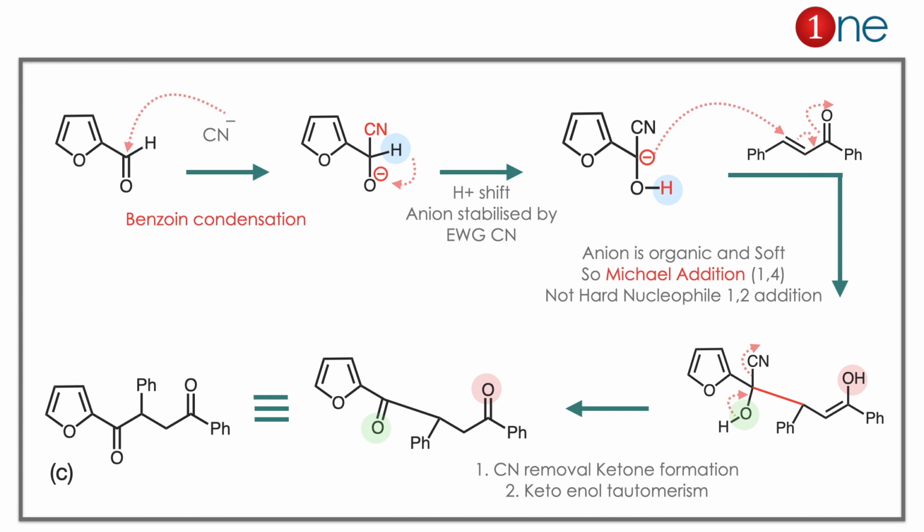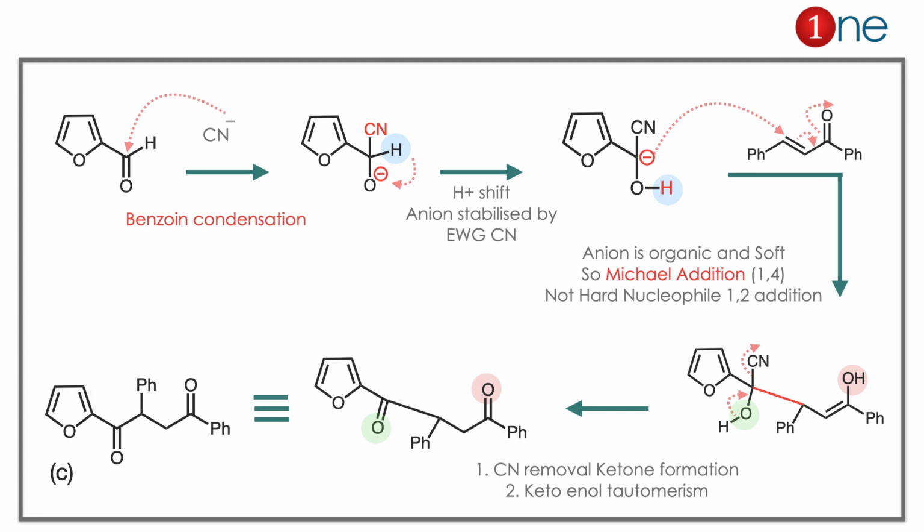Then you have a new CC bond with cyanide and alcohol. The cyanide is a good leaving group. So the alcohol becomes the ketone, and the cyanide leaves. Simultaneously keto-enol tautomerism occurs there. So the enol becomes the ketone. So if you redraw nicely, you have the answer C.